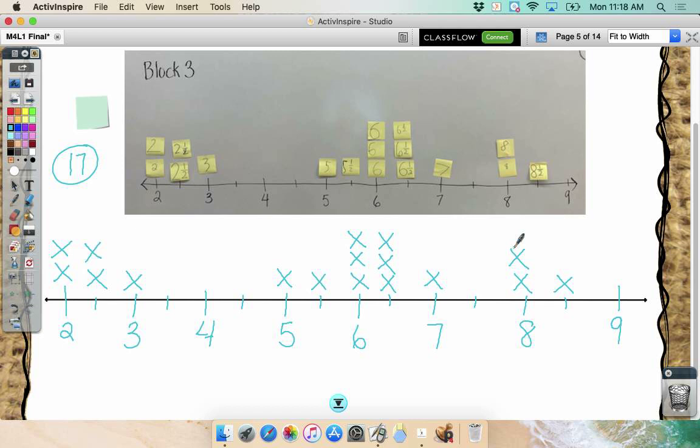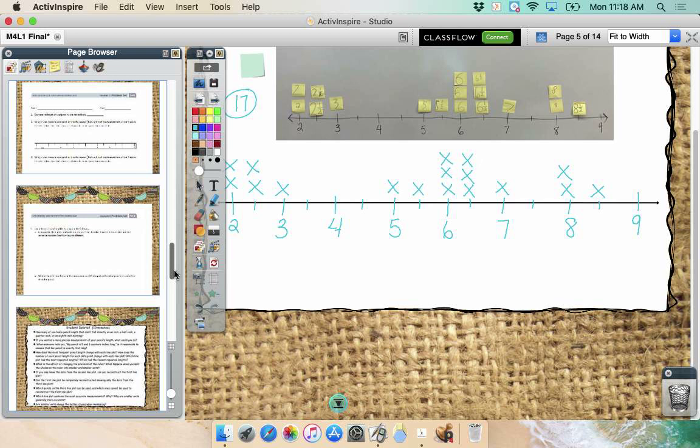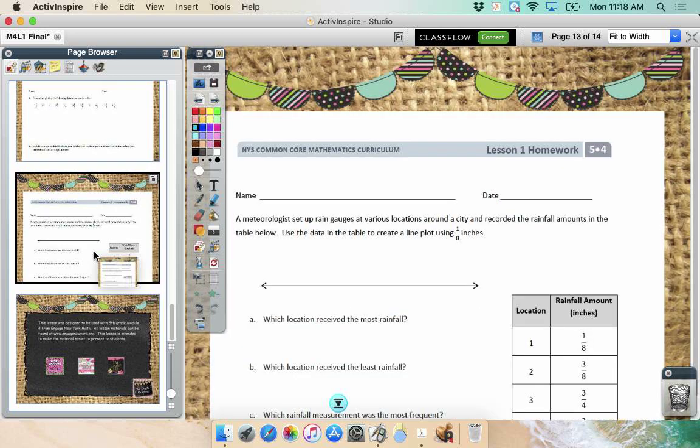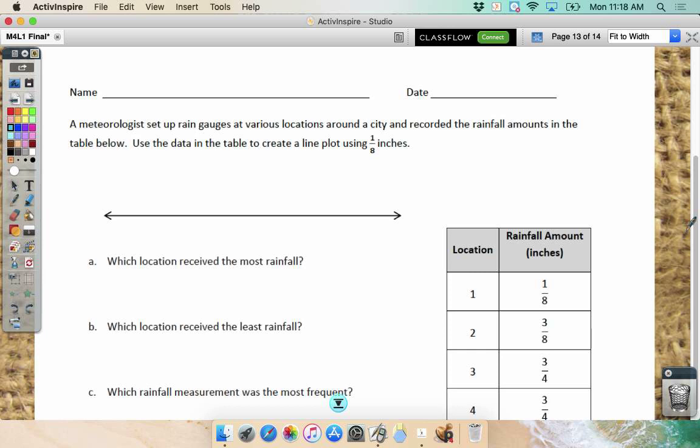Now we're going to go through and we're going to answer some questions that you might see about a line plot, okay? And this one I think I copied off the homework page, so I'm going to have to go way down to the homework page right here. Okay, so this is the next part of the lesson. And then when we're all finished for the exit ticket, all you have to do is make your own line plot, okay? So I think this number line's a little bit too small.